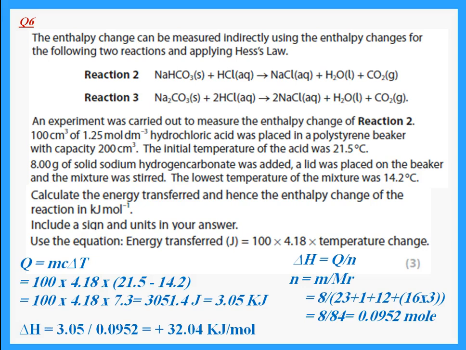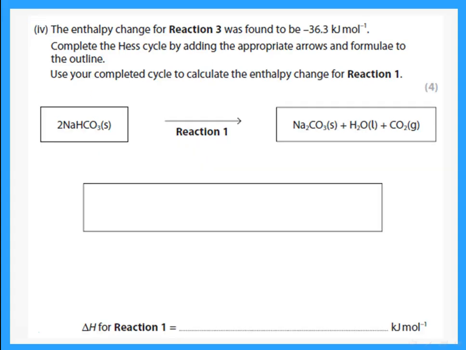Can you see why I put a plus sign in here? This is because he said that the temperature went down. It went from 21.5 to 14.2. So that tells me that the reaction is endothermic, and that means my delta H has to be a positive value. Then he goes on to say reaction 3 was found to be this.